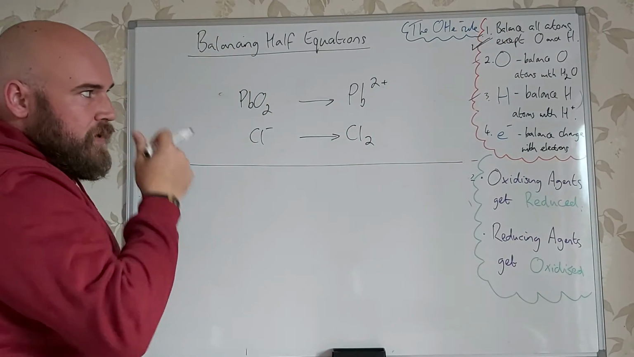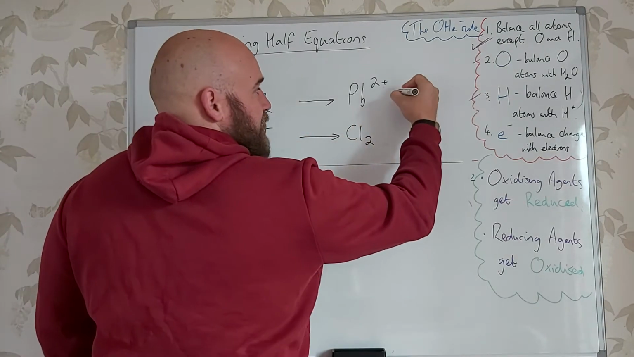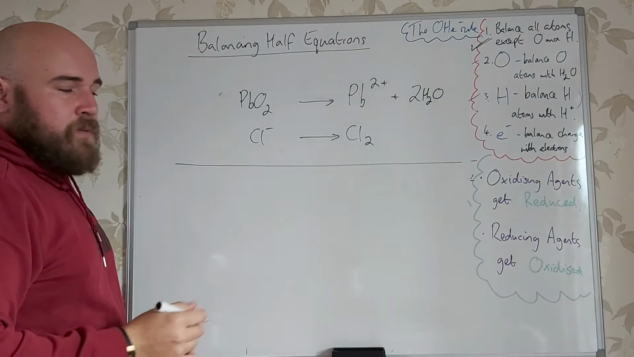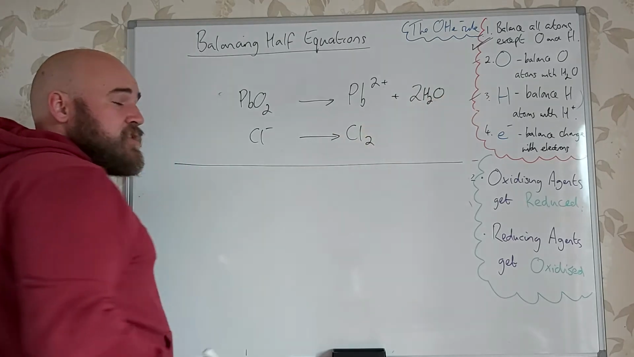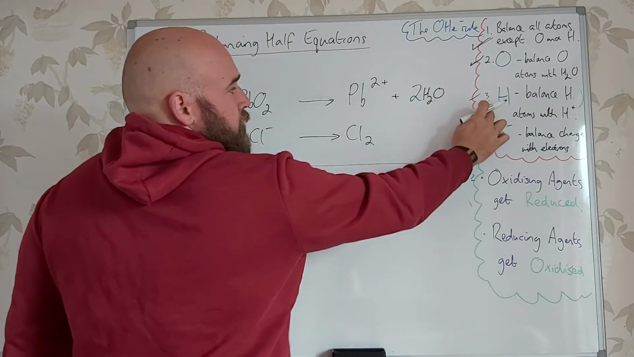Now balance the O's with water. So you see I've got 2 oxygen atoms on the left. I've got no oxygens on the right. So I need 2 water molecules, because each water molecule contains 1 oxygen, and because I needed 2 oxygens, I need 2 lots of water. So that's the second rule. Third rule, the hydrogens.